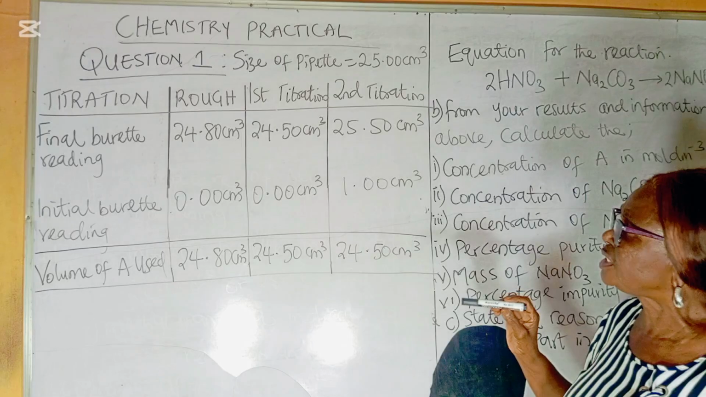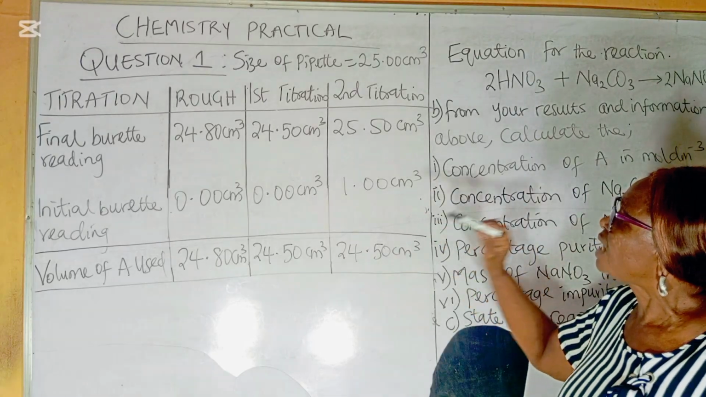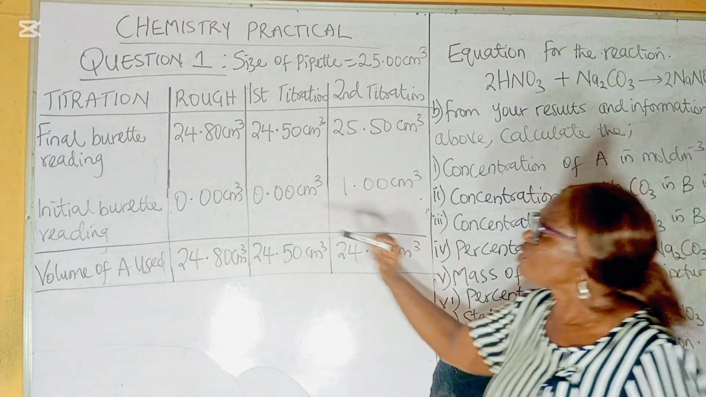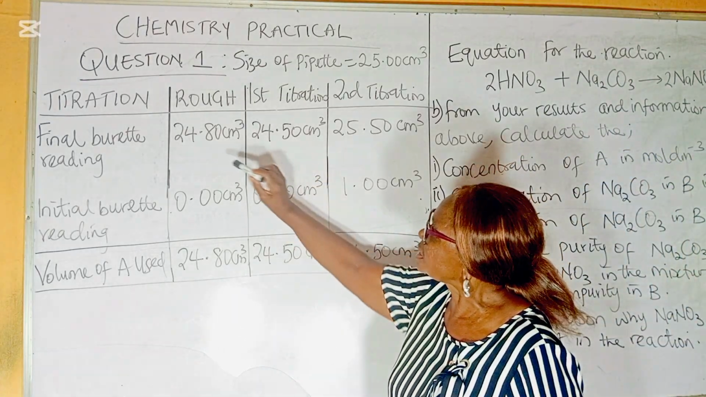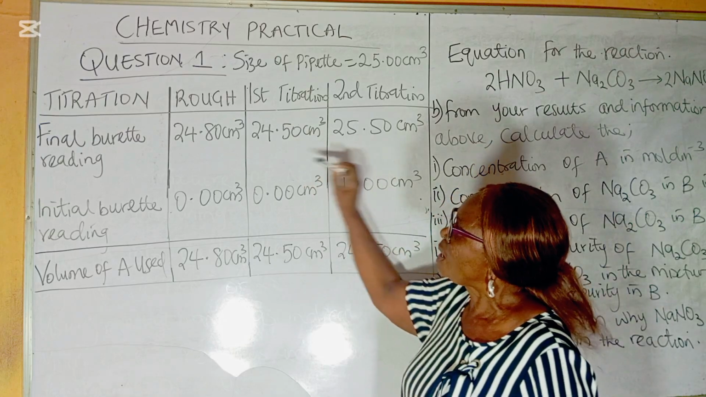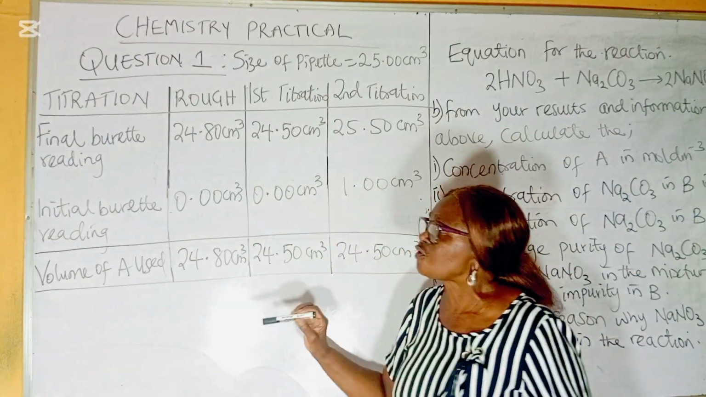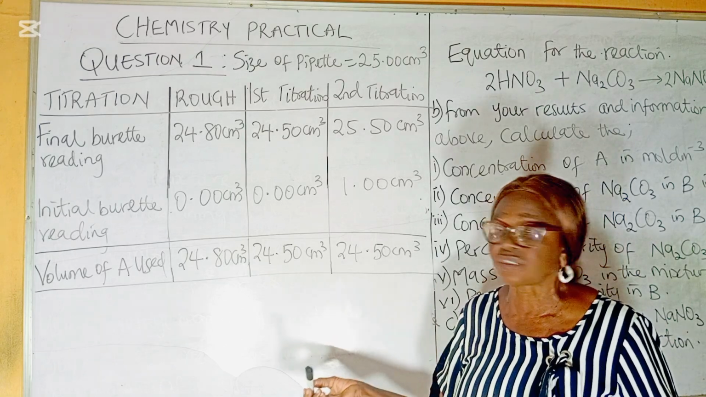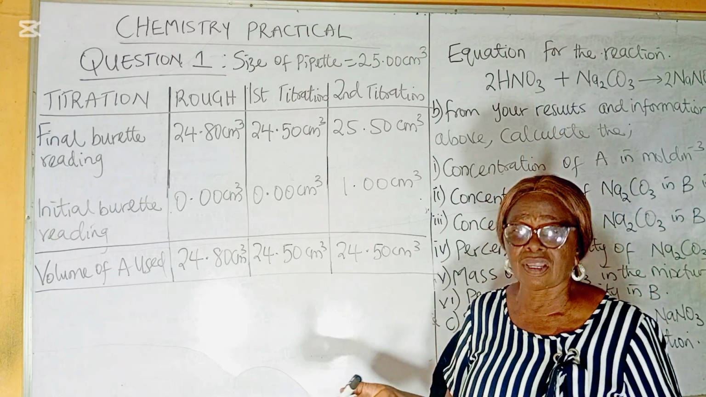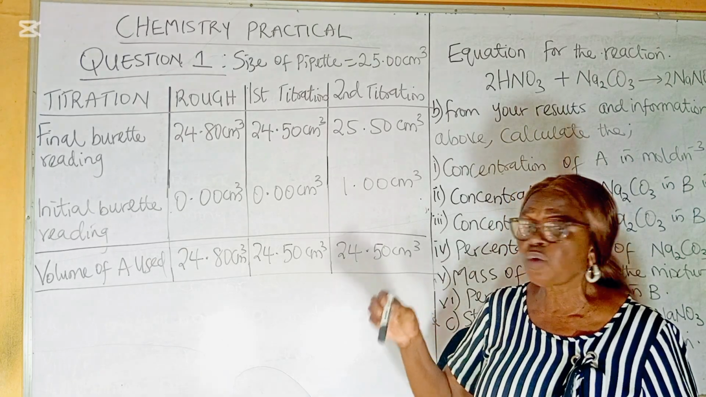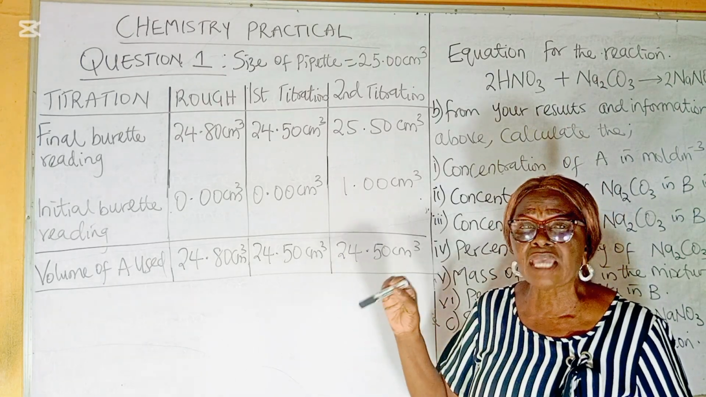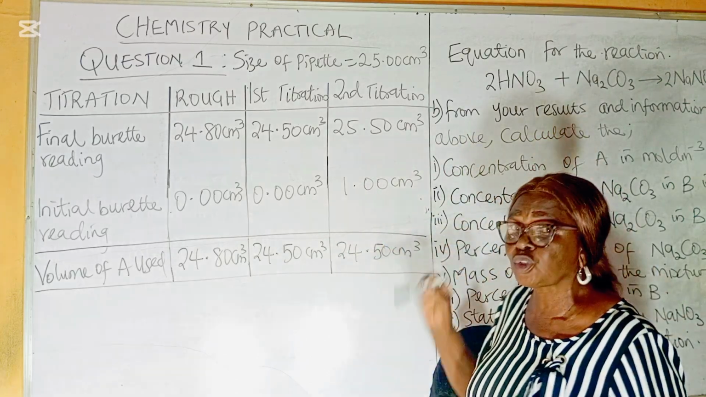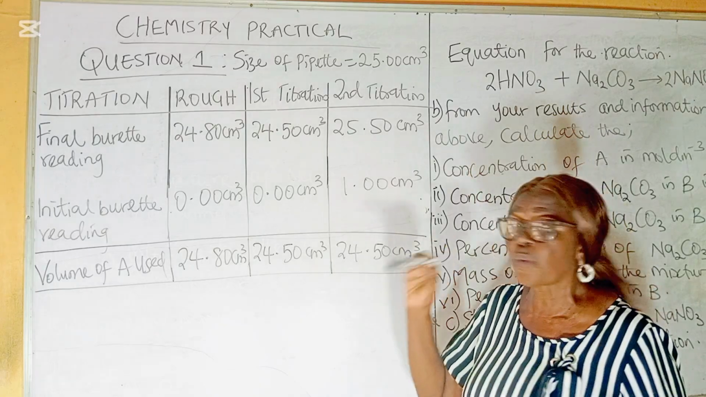Now I have my rough reading, I have my first titration reading, I have my second titration reading. Now looking at the values I have, my rough differs from these other two by 0.3. And when you are looking for average, you need to use concordant values. Now, what do you mean by concordant values? Concordant values are values that are within the range of 0.20 cm cube, meaning that the highest value and the lowest value should not be more than 0.2.